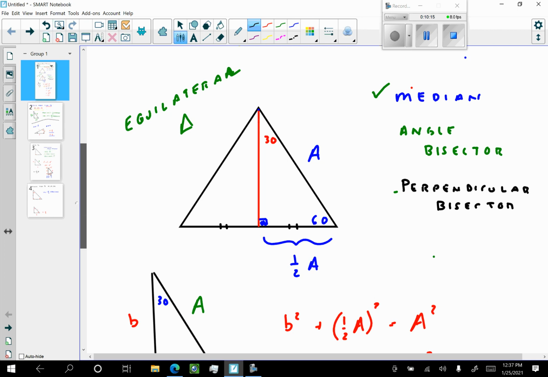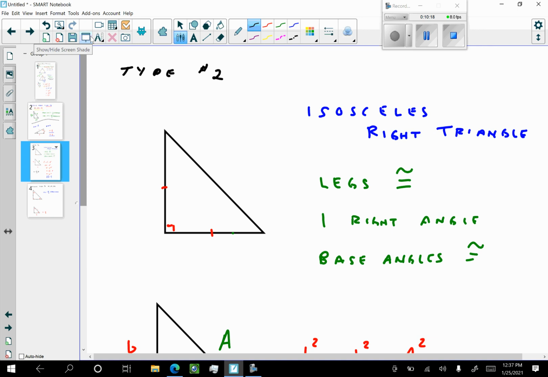So let's look at our type 2. Our type 2 triangle is going to be an isosceles right triangle. What in the world, you didn't think you'd be doing geometry again. What the world is an isosceles right triangle? Well, it has to be right, hence its name. Isosceles means it has two congruent sides. And the hypotenuse has to be the side opposite the 90-degree angle.